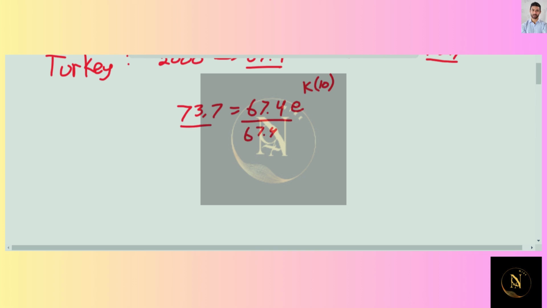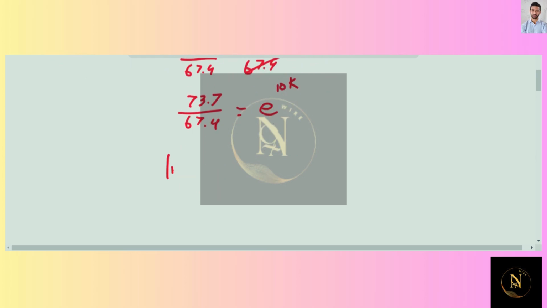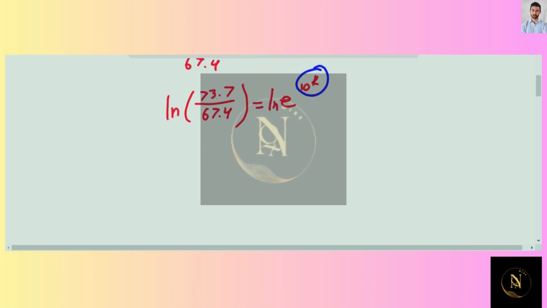First, we'll divide both sides by 67.4. So we'll have 73.7 divided by 67.4 equal to e to the 10k power. Next, we'll go ahead and take the natural log of both sides. So the natural log of 73.7 divided by 67.4 would equal the natural log of e to the 10k power. But remember, according to our properties of logs, the natural log of e to the 10k power is just 10k. So that means we have the natural log of 73.7 divided by 67.4 equal to 10k. Now, to solve for k, we just divide both sides by 10.